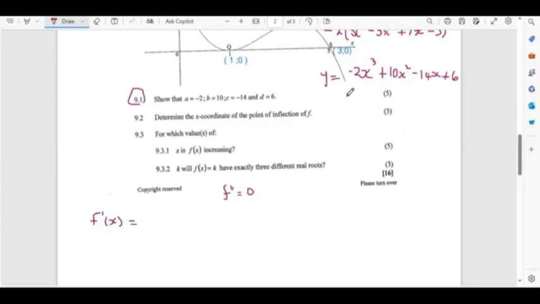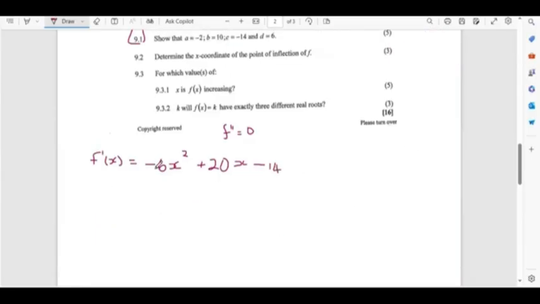Now, our first derivative is, remember, we take this 3 and multiply it with this minus 2, and then we subtract 1 from our exponent. Now, 3 multiplied by -2, right, it's going to be minus 6x squared. 2 multiplied by 10, right, it's going to be 20, so this is plus 20x. And minus 14x is going to be minus 14. And remember, with regards to your positive 6, it's going to be 0, right? Now, this is our first derivative.